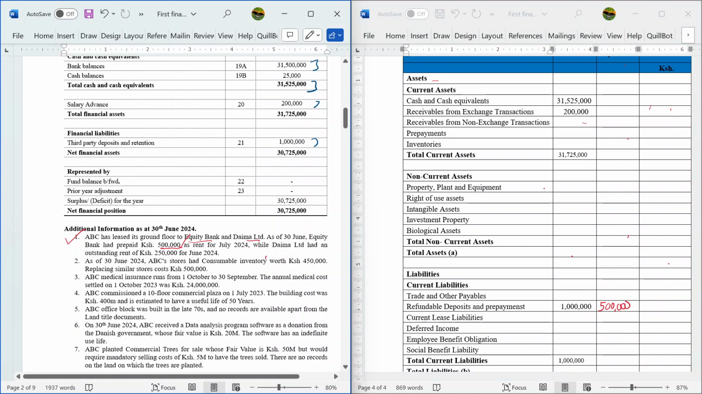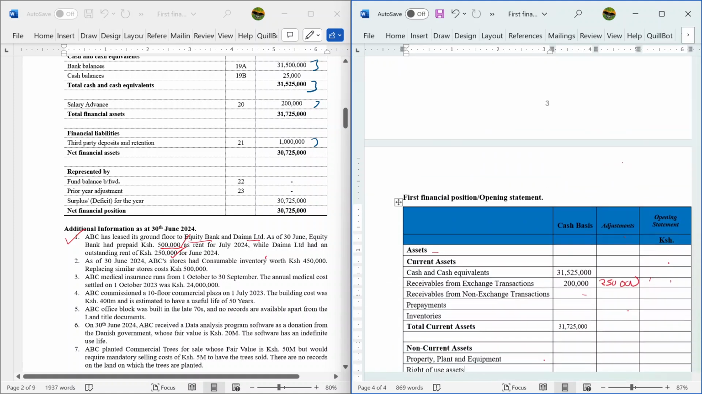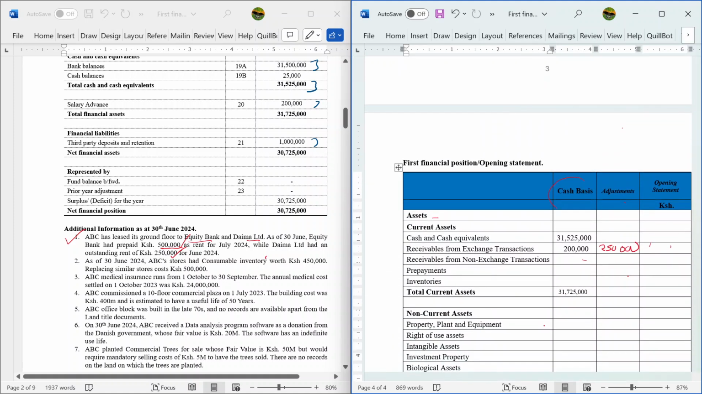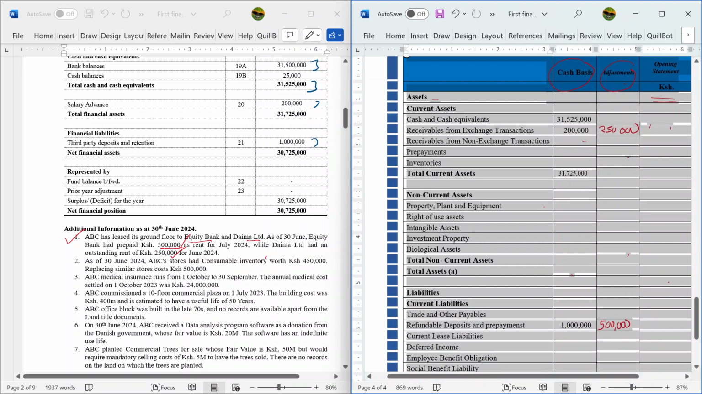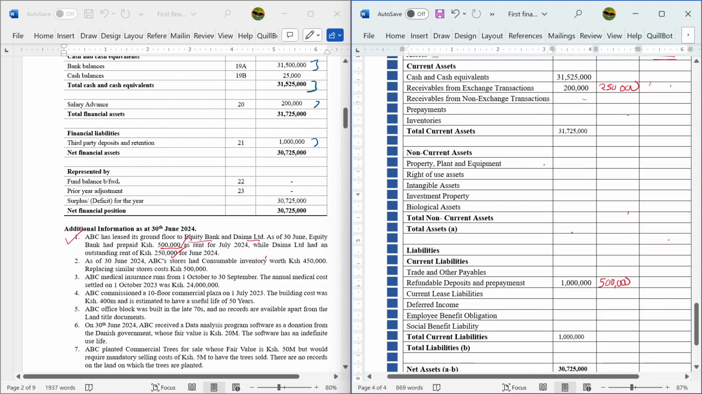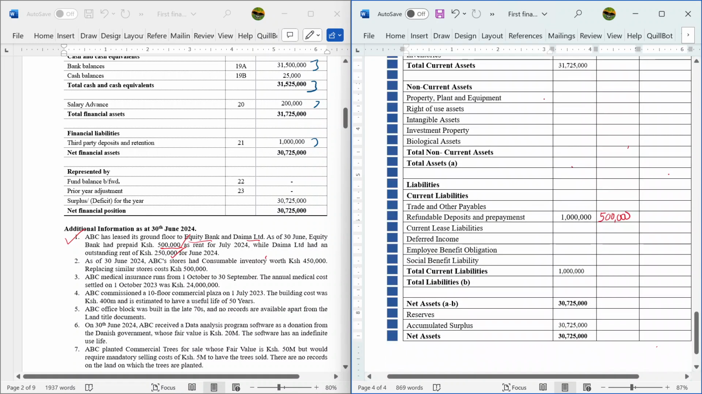And then Daima Limited had an outstanding rent. This one hasn't paid you, so it's a receivable, and you record 250,000. If you look at this statement, you will see there is the cash basis, which was the previous basis, and there is the adjustment column. We will be recording the adjustments there, and then finally we will get our opening statement. So we are done with point number one.